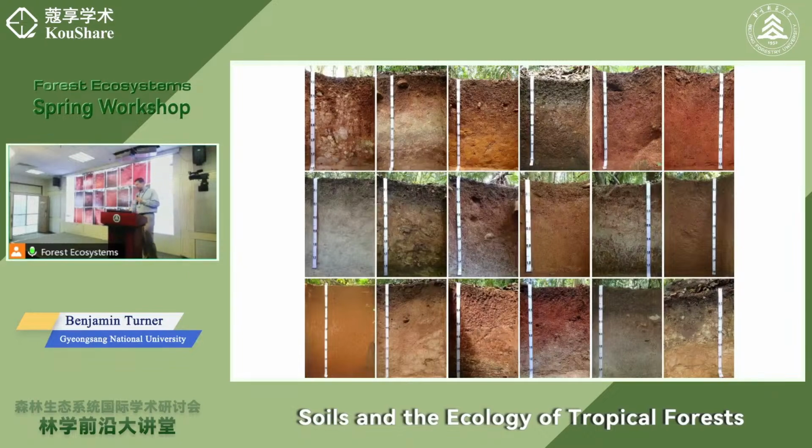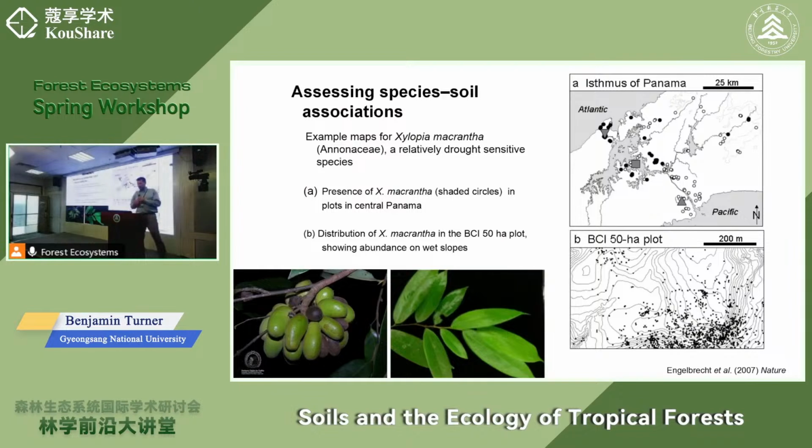Many of these deep, red, strongly weathered soils, but also a real variety. We have high phosphorus to low phosphorus, high pH to low pH, a real mixture of soil properties in this region. And so how do we start to understand species distributions in this region?